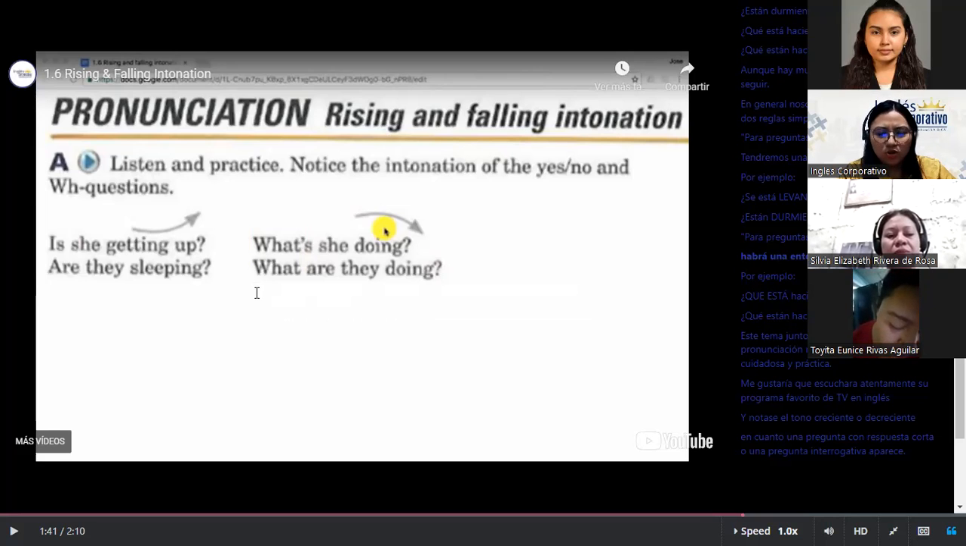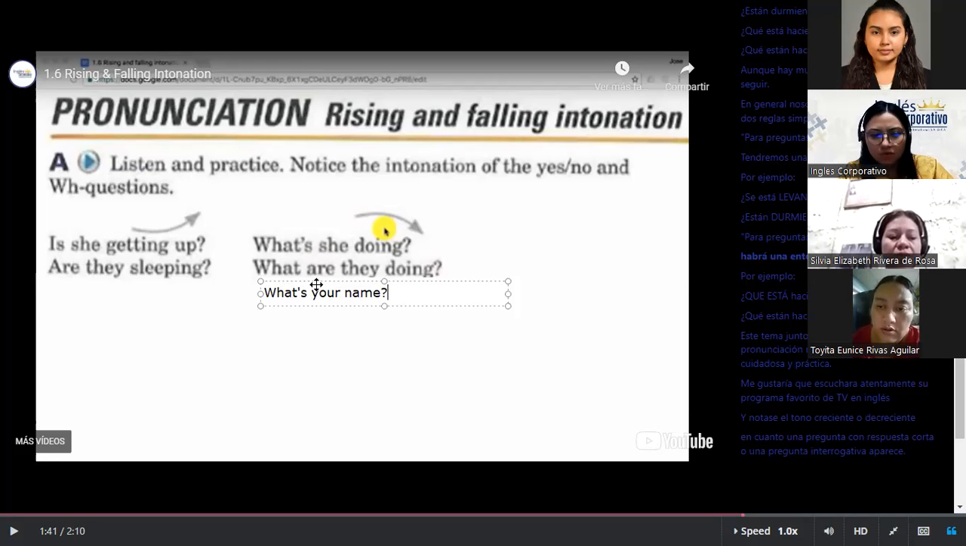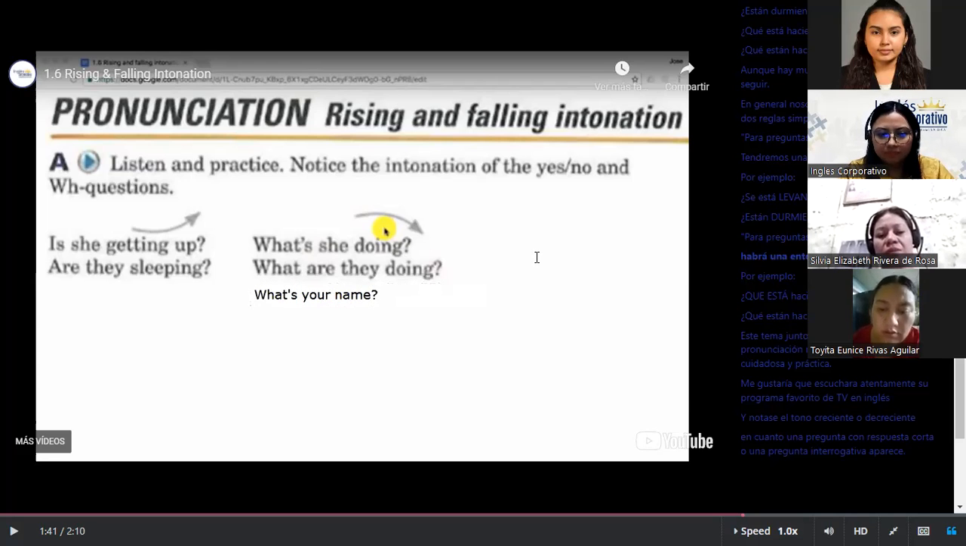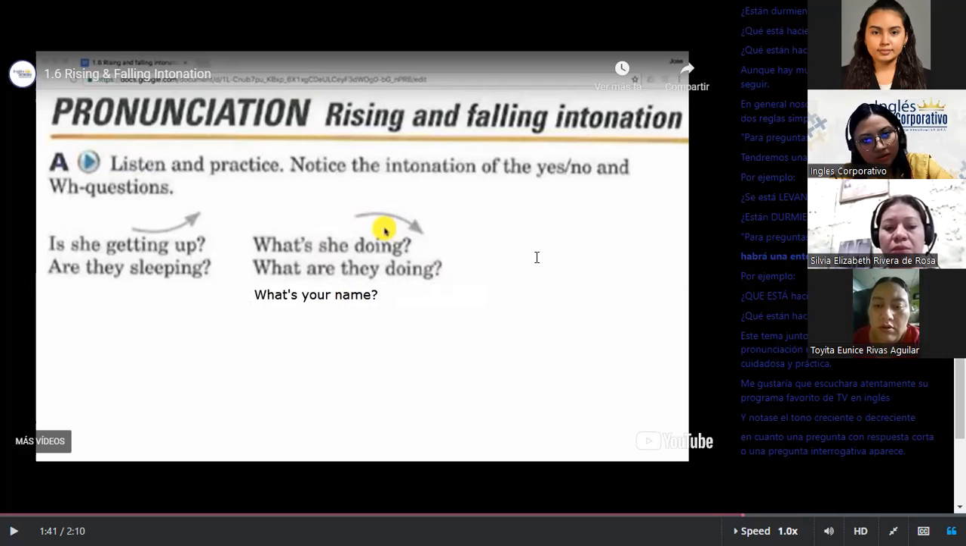Si les pregunto, what's your name? What's your name? Falling. ¿Será que sube la entonación o baja? What's your name? Falling. Imagínense fuera de su vida la entonación, what's your name? No, no suena bien, es falling intonation in the last one, en la última palabra, con el signo de interrogación, esa es la que baja o sube.